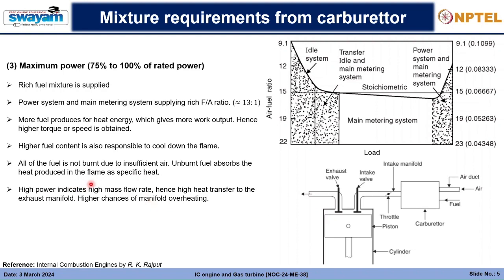So higher power indicates higher mass flow rate, hence high heat transfer to the exhaust manifold. So there are higher chances of manifold overheating, and accordingly you will need some amount of fuel to go there and absorb the heat in order to prevent the manifold overheating. So the unburned fuel carries away the heat energy and cools down. Okay, we know that by now.